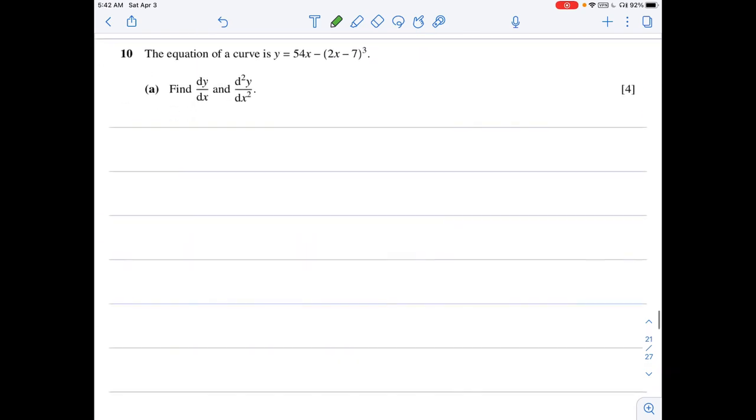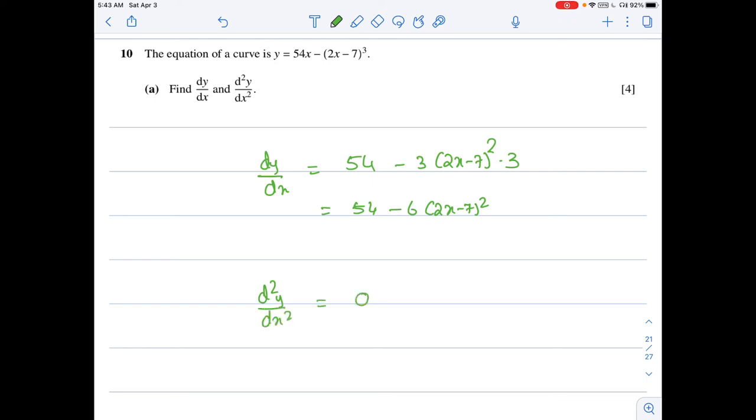Now question number 10. Find dy by dx and d square y by dx square. So dy by dx is a very simple one. The derivative of 54x is 54, minus 3 times 2x minus 7 whole to the power of 2 times 2. So this becomes 54 minus 6 times 2x minus 7 whole squared. Now find the second derivative, the derivative of the first derivative. The derivative of 54 is 0, minus 6 times 2 times 2x minus 7 whole to the power of 1 times 2. So it becomes minus 24 times 2x minus 7.